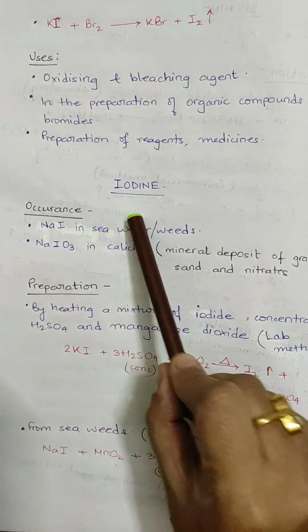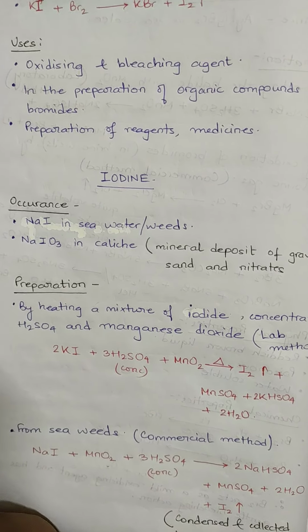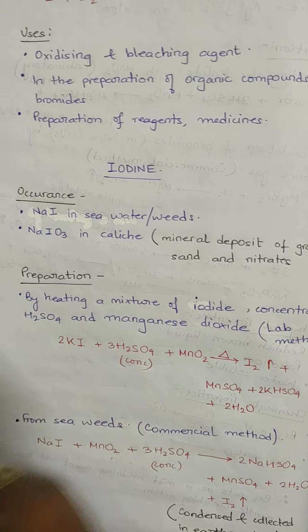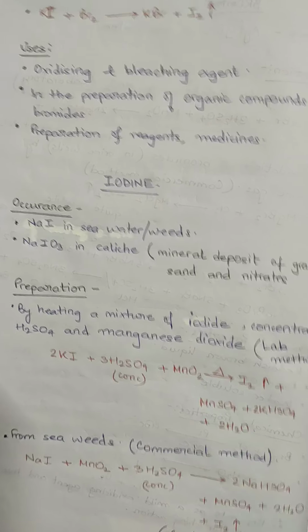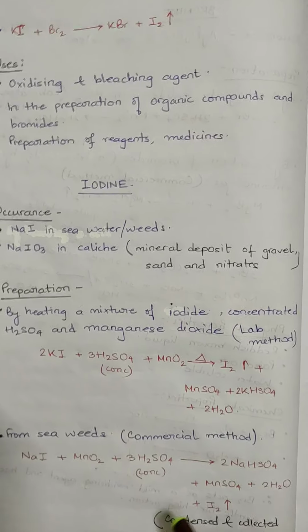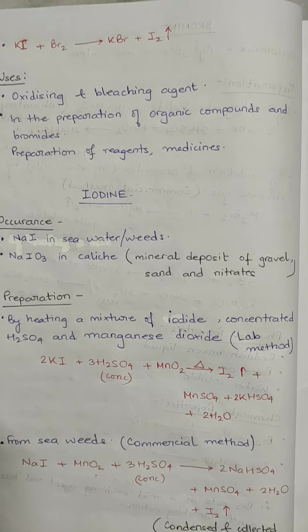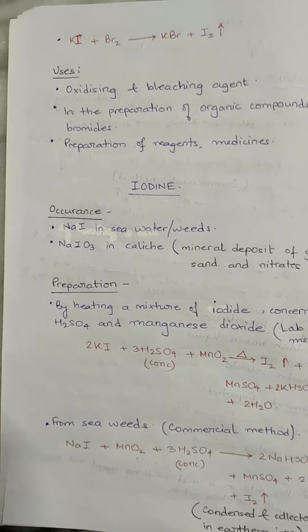Now next we move into the iodine's occurrence. Iodine occurs primarily in seawater as sodium iodide, as well as it occurs in the form of mineral deposits, and it's called caliche. Now this caliche is nothing but the mineral deposit of gravel, sand and nitrates. That is, often we see that with sodium nitrate you can get sodium iodate.